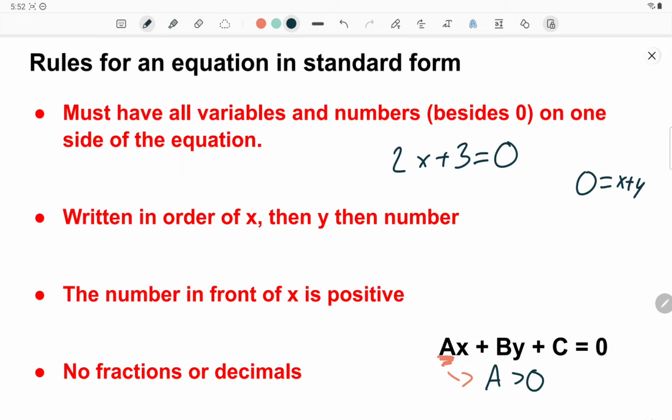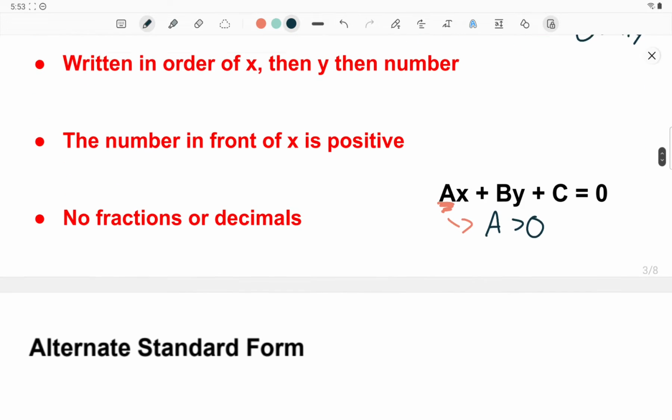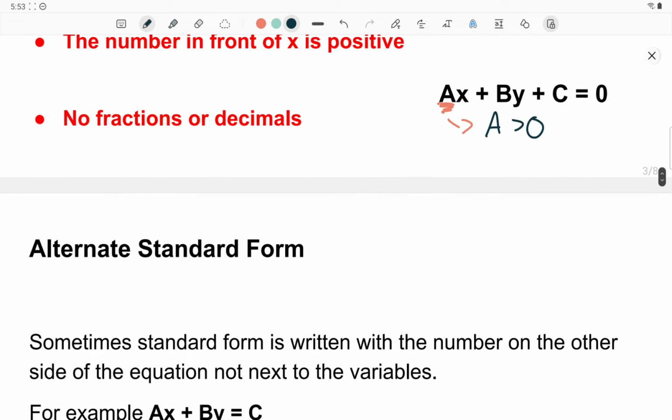And the last part is we have to make sure there's no fractions or decimals. We want just integer values, whole number values for the coefficients of our variables, and the actual number if there's a number involved. So let's actually look at some examples.